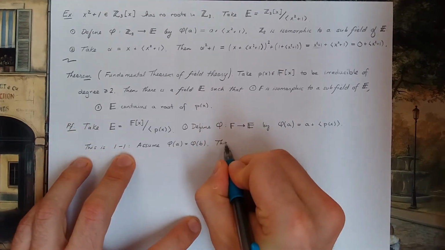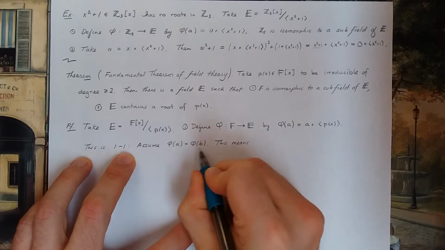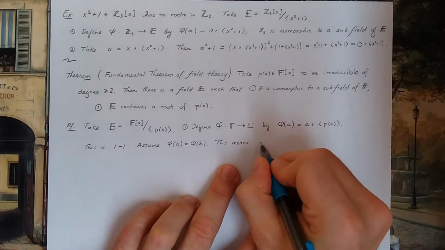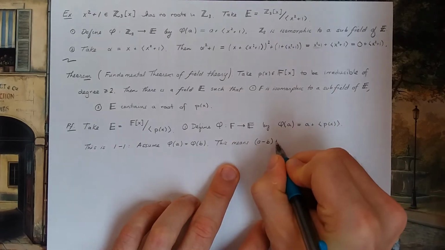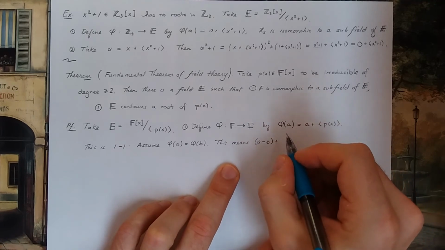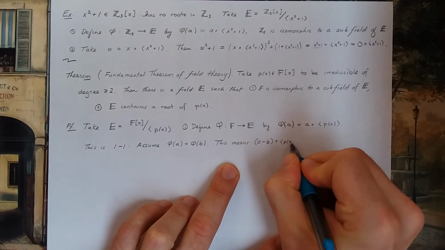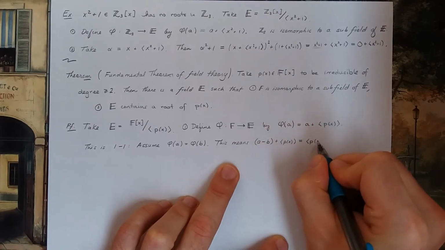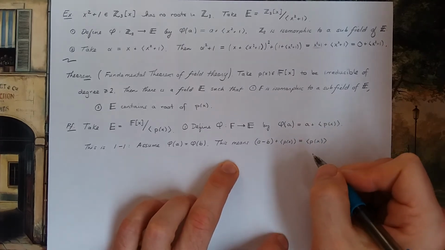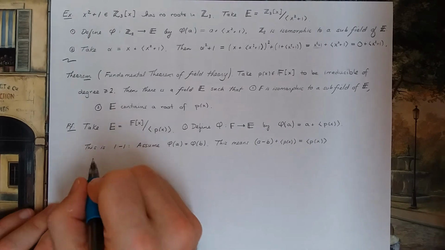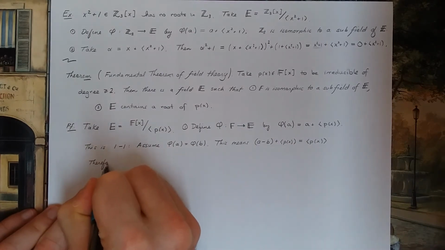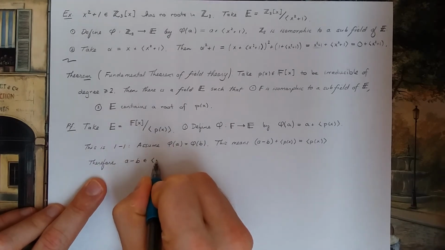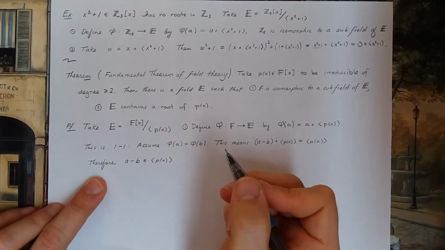So this means, if these two cosets are the same, then that means that A minus B plus my ideal has to equal 0, which is just the ideal itself. Now what this means is, therefore, A minus B has to be in the ideal generated by P of x.